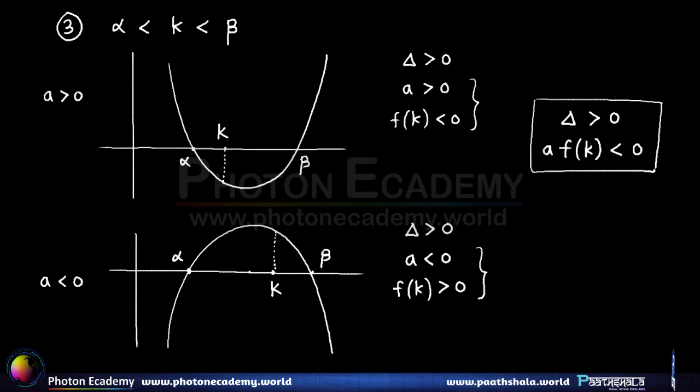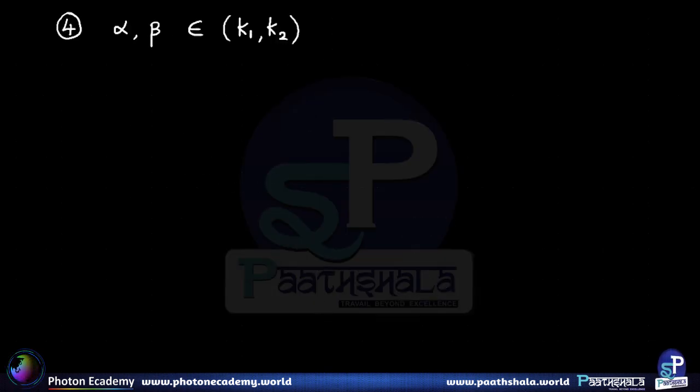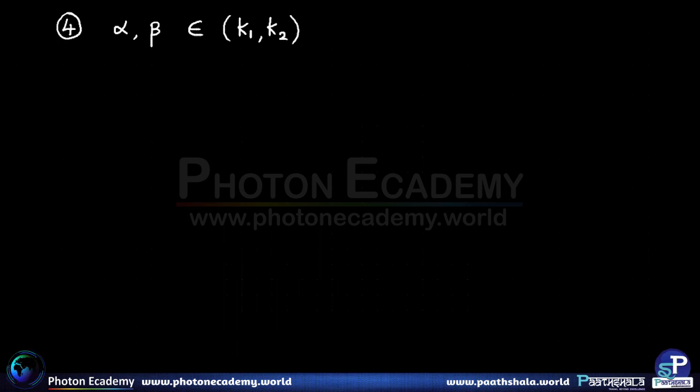Now let's go ahead and see the next condition. Now here we are given that alpha and beta lie between a certain interval k1 to k2. So we want to develop what is the condition for this particular situation. So let's again have two cases, a greater than 0 and a less than 0.